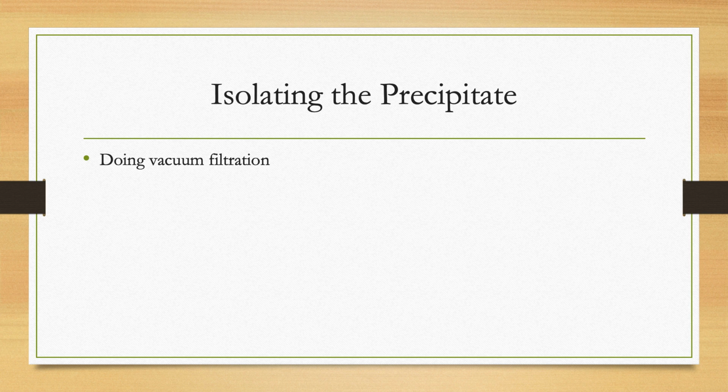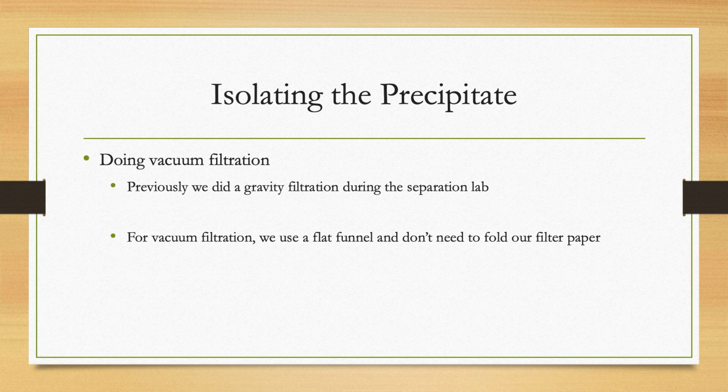This is a similar idea. We're still using filter paper, but with a slightly different shaped funnel, and we're going to use a vacuum to help make everything go a little bit faster. The gravity filtration we did before is nice, but it can be a little bit slow. For these vacuum filtrations, we have something called a Buchner funnel that's already set up for you.